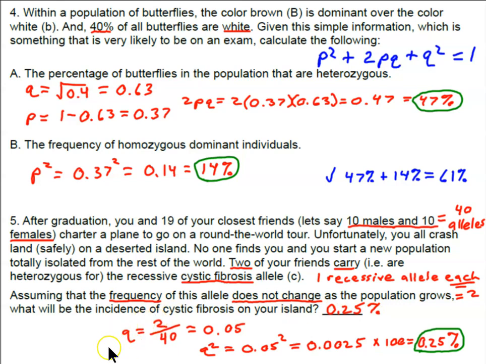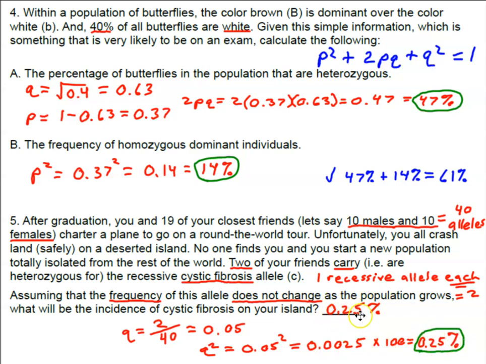Well, Q, the frequency of the recessive allele in this case, is 2 divided by 40. There are only 2 alleles in the gene pool of 40 that are recessive. So that's an allele frequency of 0.05. Q squared then, which is what we're asked for, the genotypic frequency of the homozygous recessives. So Q squared is 0.05 squared, and that's 0.0025. Well, then you want to turn that into a percentage by multiplying by 100, so that's 0.25%.